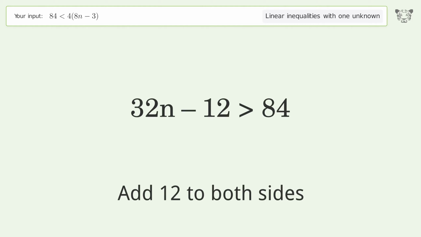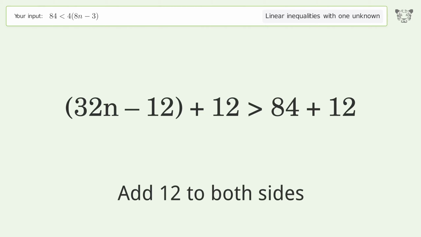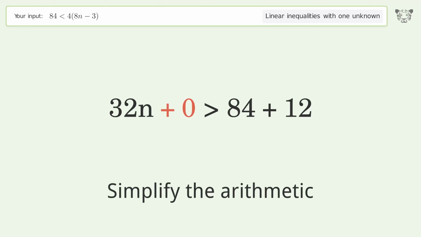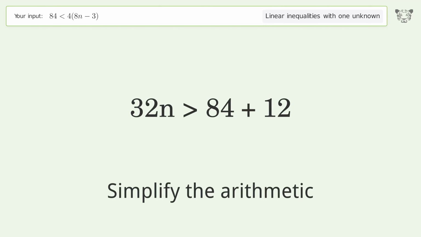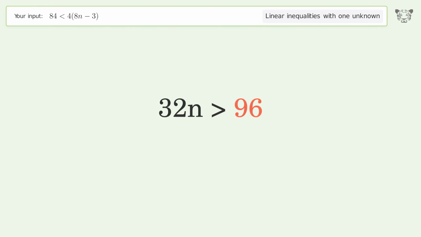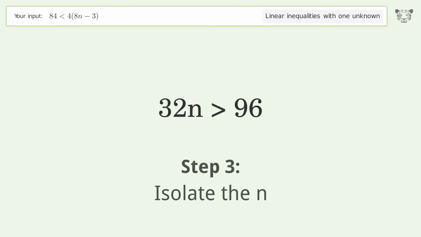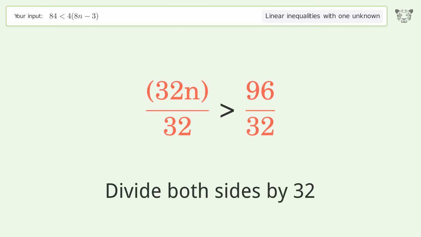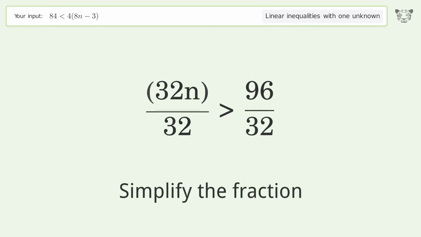Add 12 to both sides. Simplify the arithmetic. Isolate the n. Divide both sides by 32. Simplify the fraction.